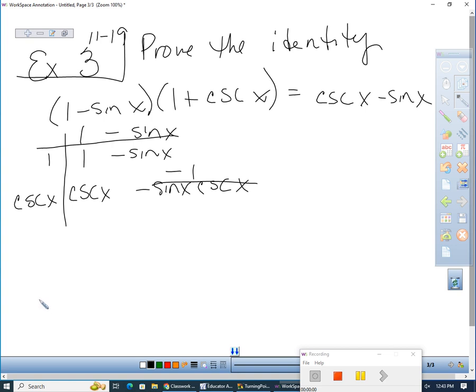Really? So, yep, this diagonal adds together to cosecant x minus sine x, and 1 and negative 1 cancel. You did it.